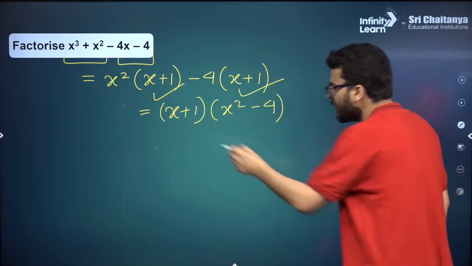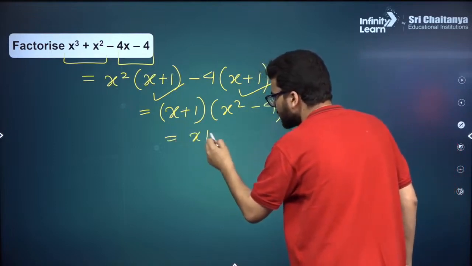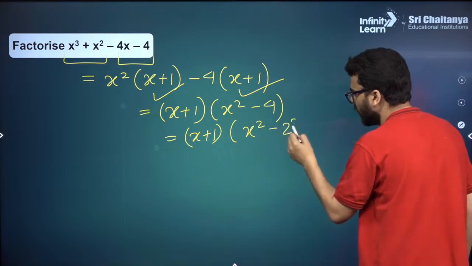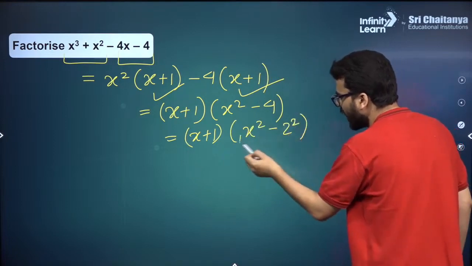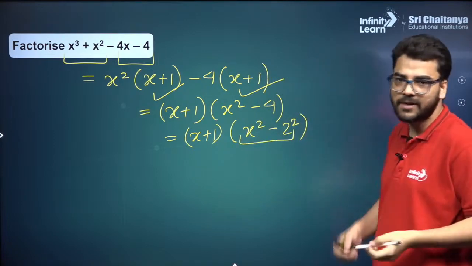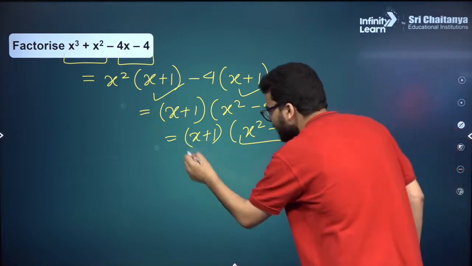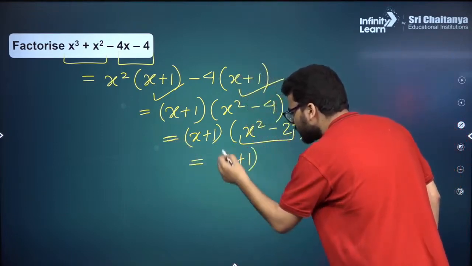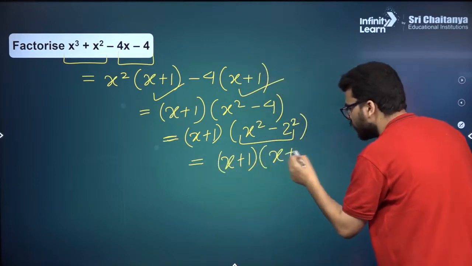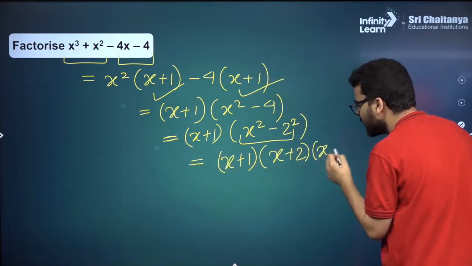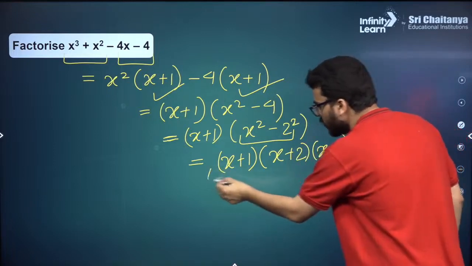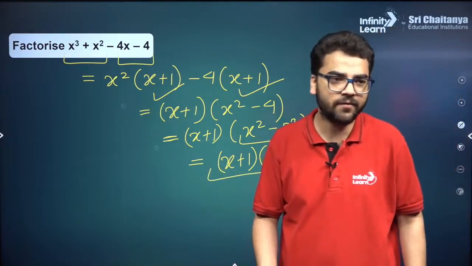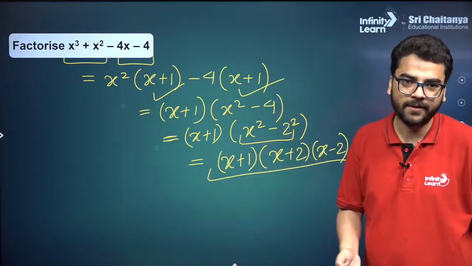This can again be factorized, x square minus 4. It's a simple factorization. This can be written as 2 square, so you can use the a square minus b square identity, that is a plus b, a minus b. So the factorization of this cubic polynomial is x plus 1 into x plus 2 into x minus 2. I hope that is clear. This can be done many a time. You don't need to use the factor theorem every time. I hope that is clear to every student in this session.